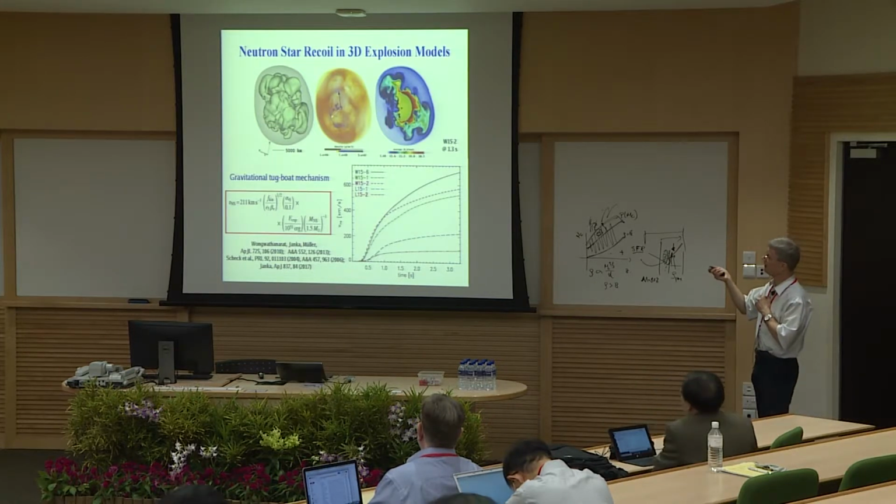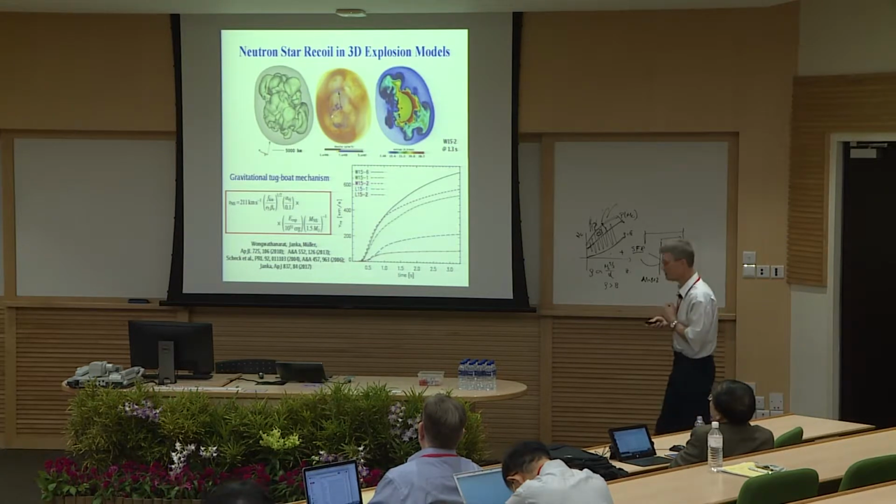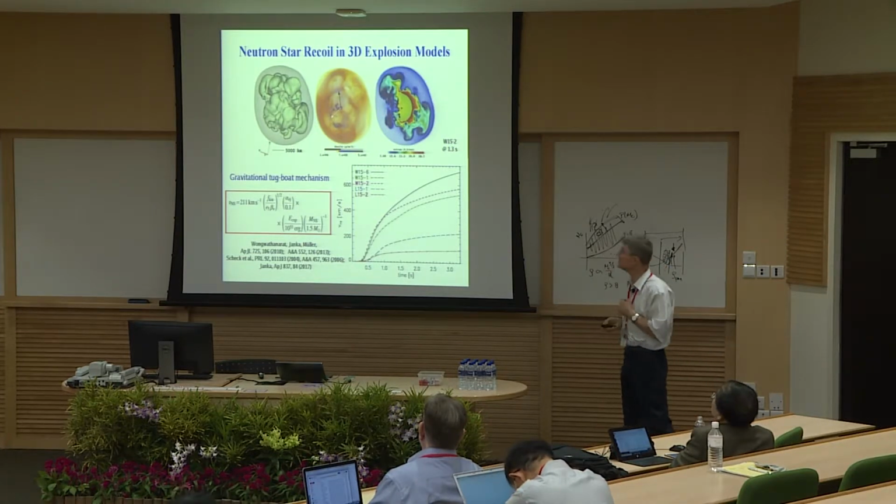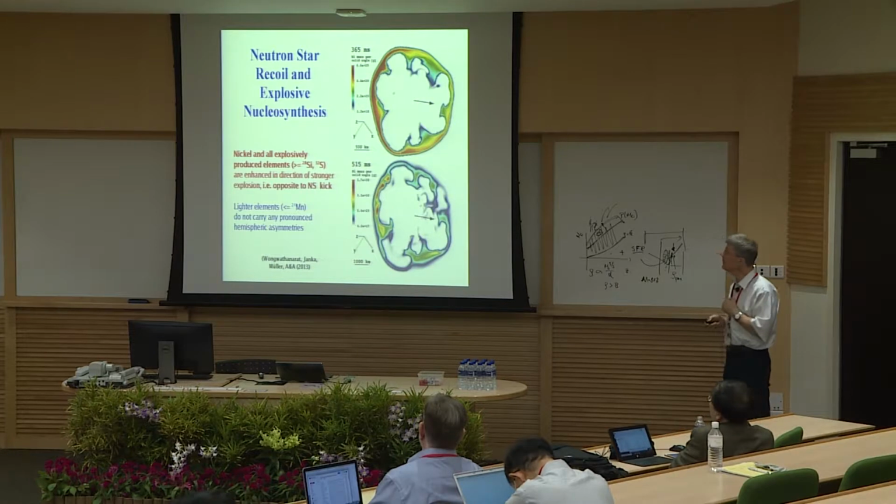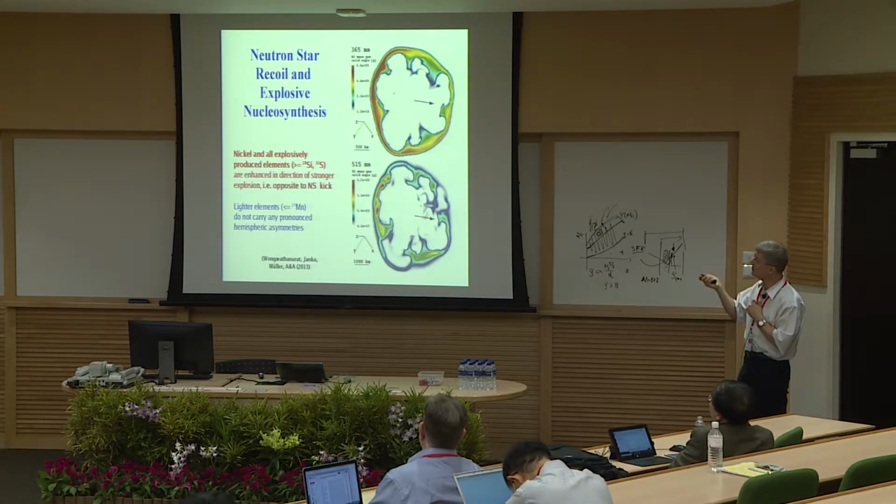So we can actually get very high kick velocities by these hydrodynamic instabilities taking place during the first second of the explosion. What is interesting for comparison to observations is asymmetries in the explosive nucleosynthesis. And here you see, this is the neutron star kick direction. This is the direction where the explosion is stronger. You see much more nickel being produced in the hemisphere where the explosion is stronger.